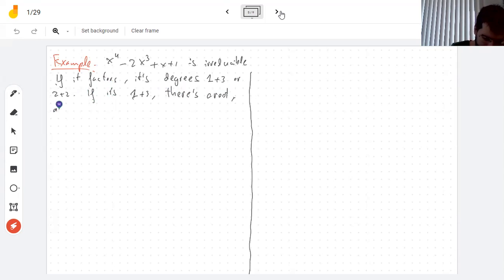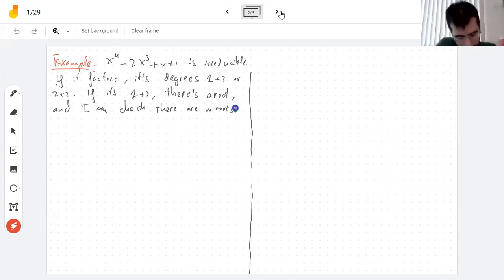And I'm not gonna do it, because I have 5 minutes left. But just like before, the polynomial is monic, so the rational roots have to be integers, and the constant coefficient is 1. So all you need to check is that 1 and negative 1 are not roots. In this case, if you plug in 1 or negative 1, you get an even and an odd number, so you're not going to get 0.